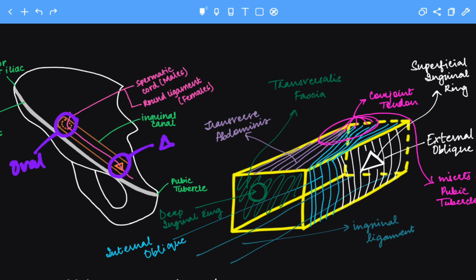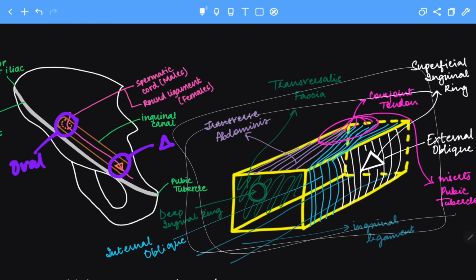The course of the ilioinguinal nerve is not normal in the inguinal canal, which means it does not enter the inguinal canal through the deep inguinal ring. Rather, it has a different entry point. Let's look at this figure over here on the right to understand the course of the ilioinguinal nerve.